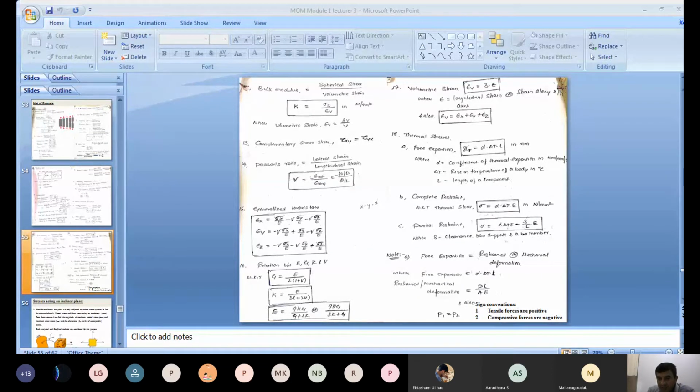And one more here, this is a very important sign convention. How do you remember the sign convention? Always, tensile forces, the forces acting away from the body, are positive. The forces acting towards the body, meaning compressive nature, are negative. Negative force and positive force. Remember this sign convention.